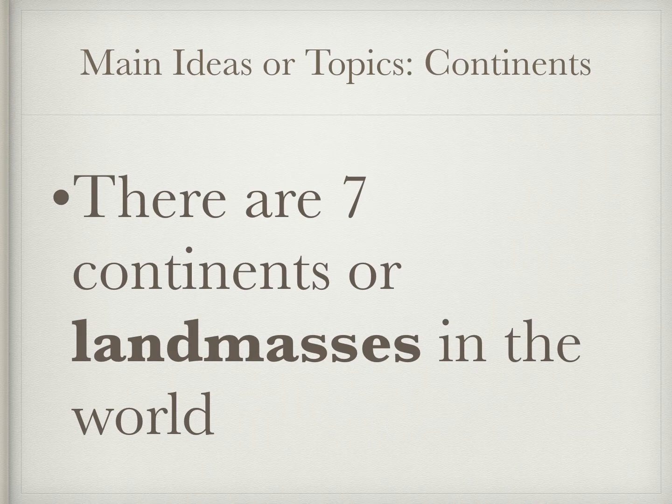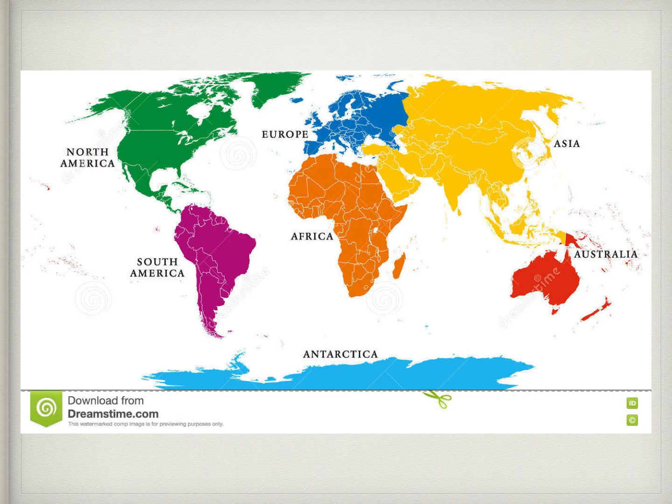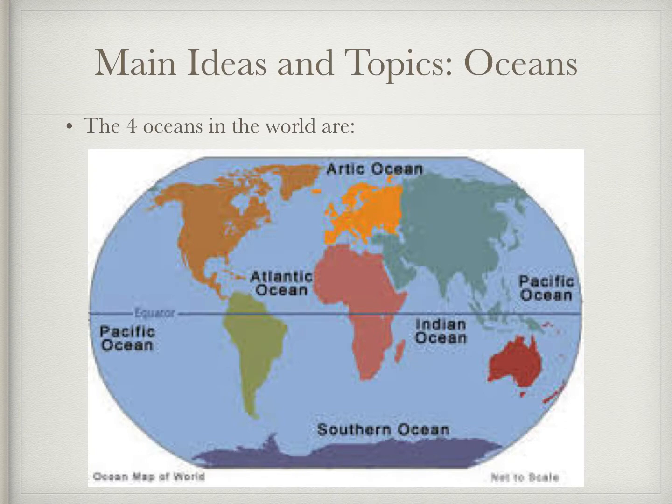There are 7 continents or land masses in our world. Those are North America, South America, Europe, Africa, Asia, Australia, and Antarctica. We also have 4 main oceans that we focus on. You have the Pacific, Atlantic, Indian, Arctic, and then they also talk about the Southern Ocean, but we usually only focus on those first 4.